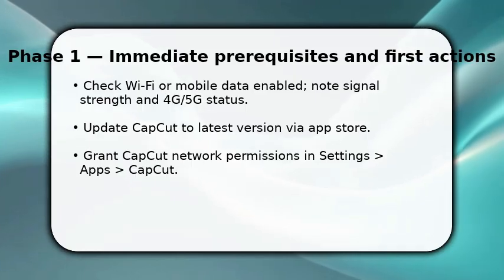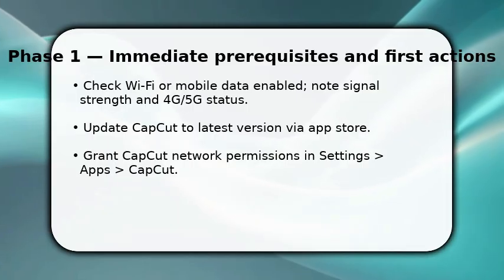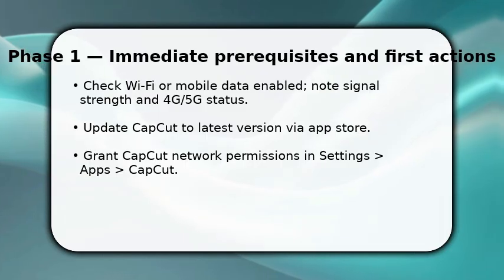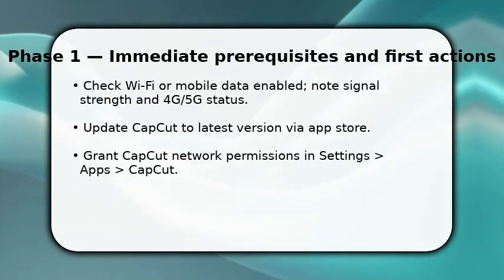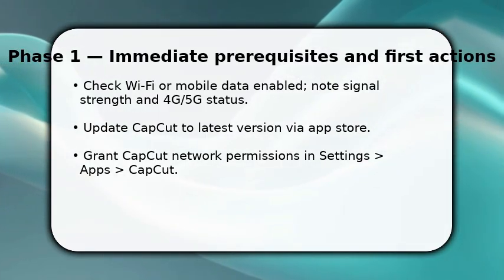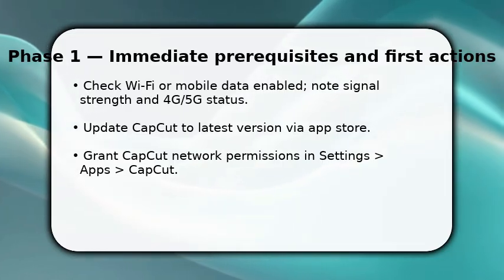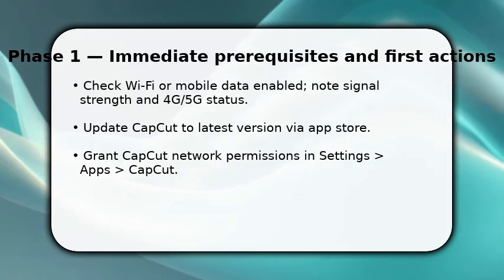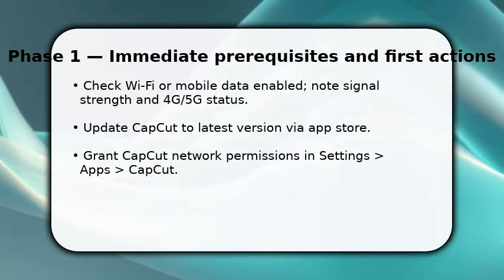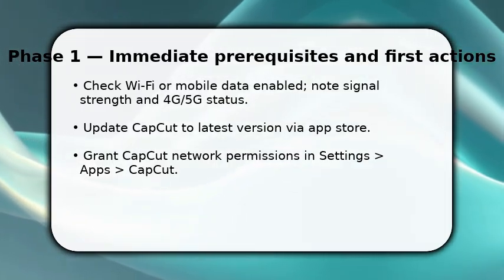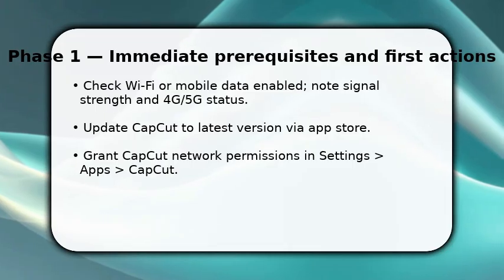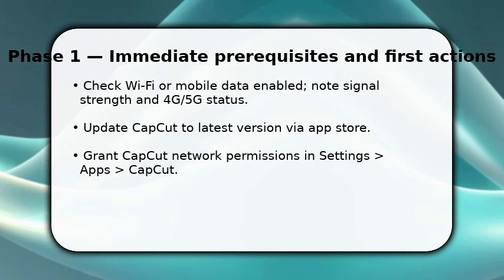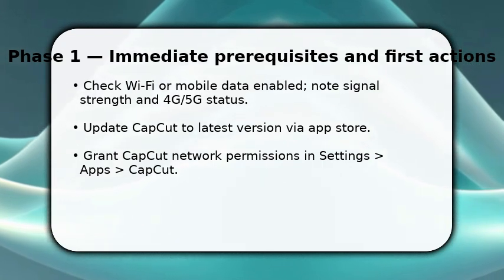You start by confirming network access and app readiness. Open your device settings and make sure Wi-Fi or mobile data is on. Weak signal causes timeouts. Once done, update CapCut from the App Store so you have the latest network fixes, and then open CapCut. Make sure you grant network and storage permissions when prompted. Without them, CapCut won't upload or download assets. Doing these first saves errors later and prepares CapCut to connect automatically when you go to import or use online assets.